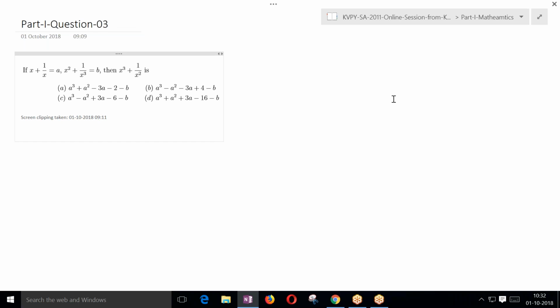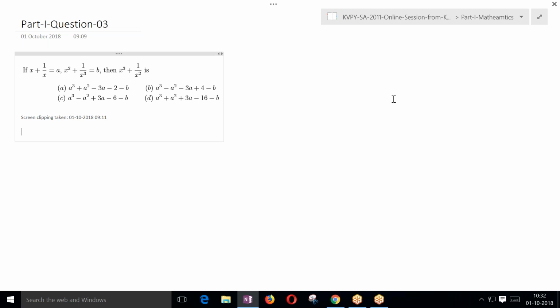So what comes to mind? It comes to mind that definitely we need to find the value of x plus 1 by x whole cube and x plus 1 by x whole square. Why? Because in all these four options there is a cube term. So definitely x plus 1 by x whole cube must be there. That should be our first thought process to proceed towards the answer.